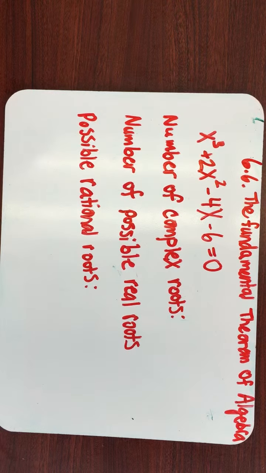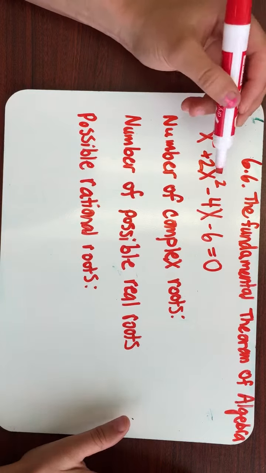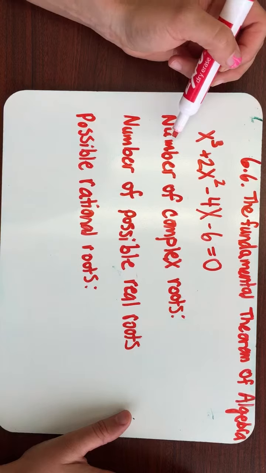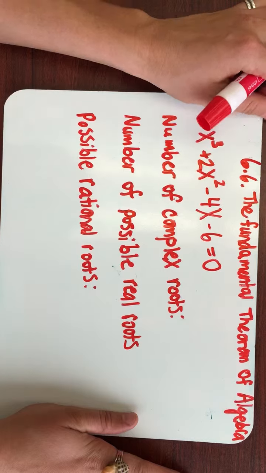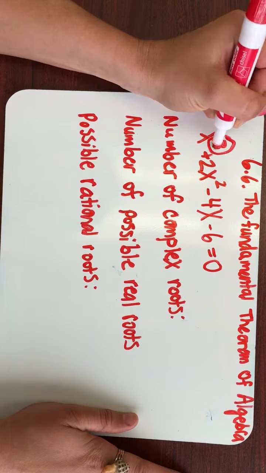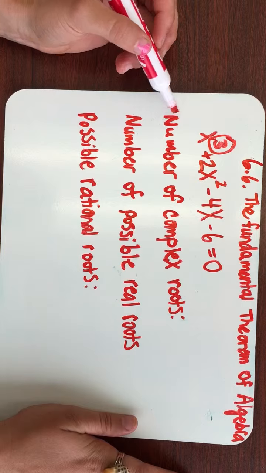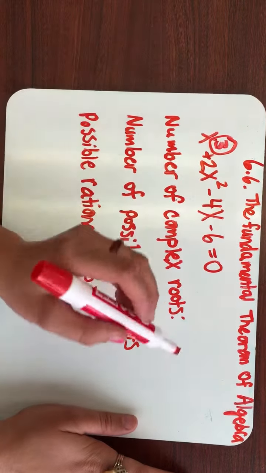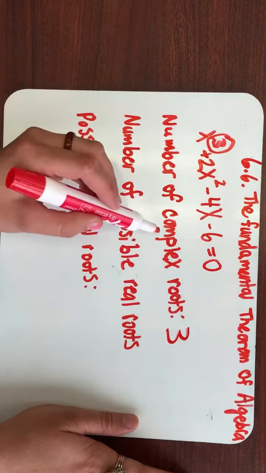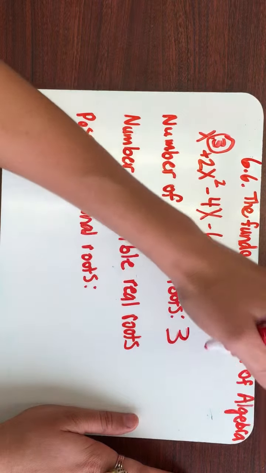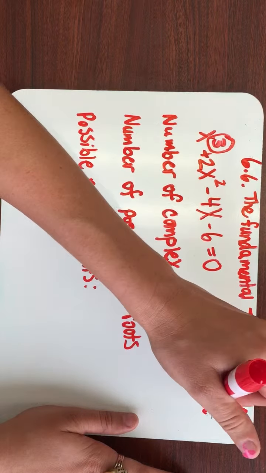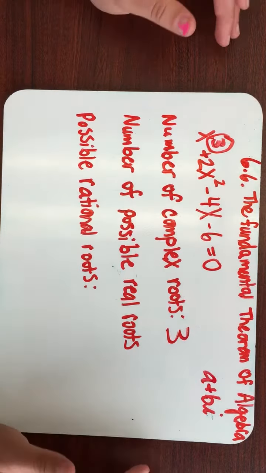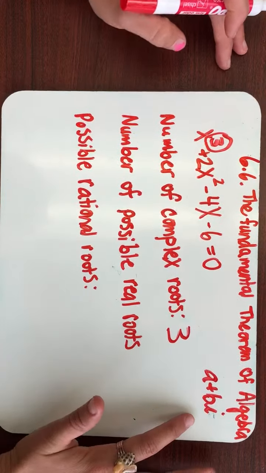So, for example, if we have the equation of this cubic polynomial of 4 terms, and we want to find the number of complex roots, we're going to look at the highest degree, which is a 3. So the number of complex roots is always going to be the highest degree, in this case a 3. And complex roots just means that it's in the form of a plus bi, where a or b can be 0, so it's really made up of real numbers and imaginary numbers.